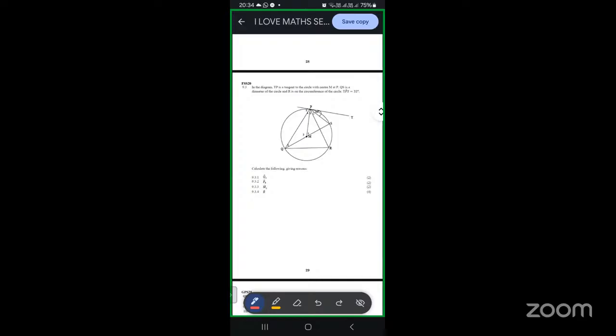They are saying in the diagram, TP is the tangent of the circle at the point P. This circle has center M. QS is the diameter of the circle. That means something: this is 90 degrees. And then R is on the circumference, as we can see. And then angle TPS is equal to 32 degrees. That's what we are given.